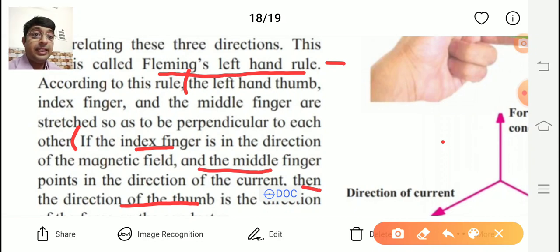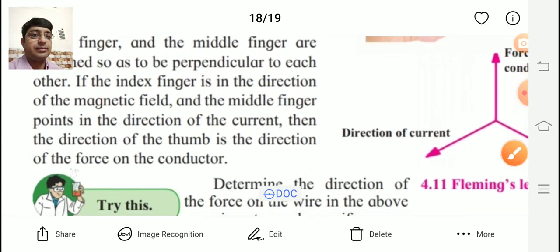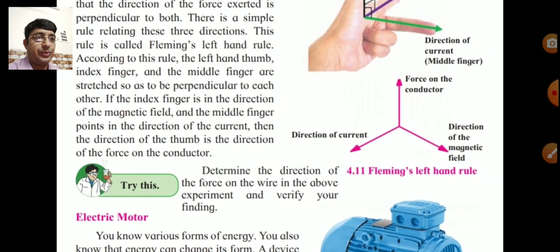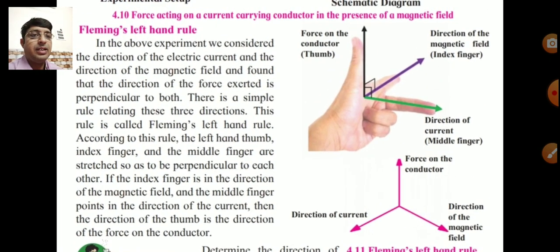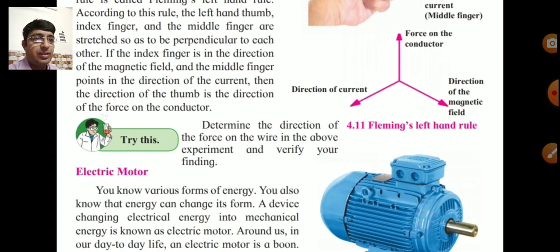Then the direction of the thumb shows the direction of force on the conductor. Check there. The direction of the force on the conductor is shown in the figure also. All are getting? So this is a 2-mark question asked in the exam: State Fleming's left hand rule. We already revised this question.